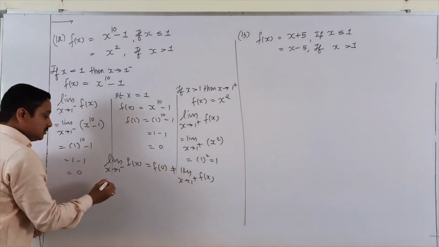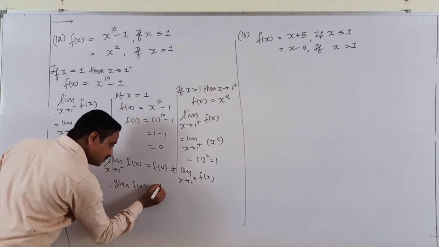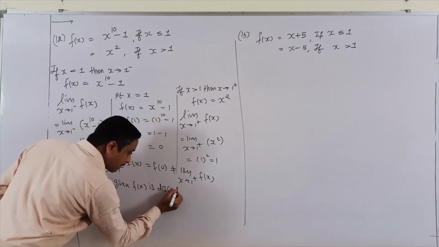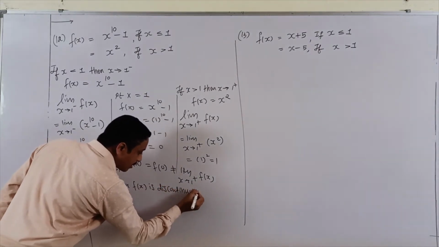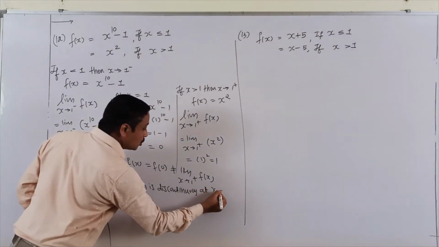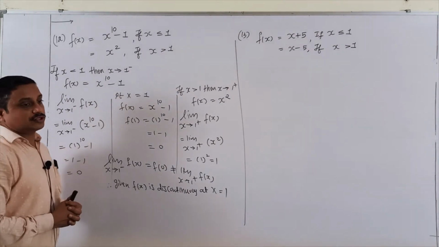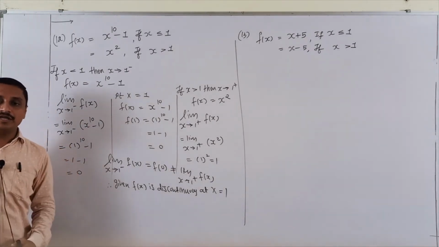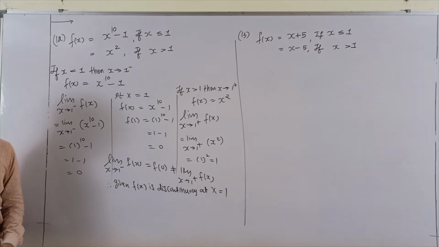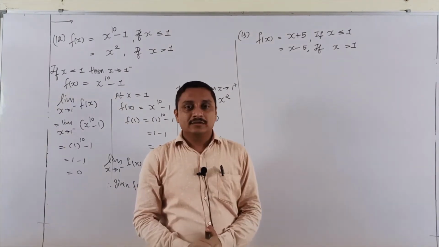So finally I say the given f(x) is discontinuous at x is equal to 1. Yes, here question number 12 is easily done. So finally, example 12 is over.